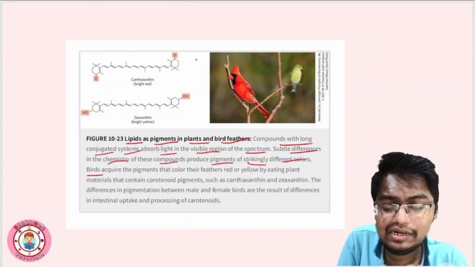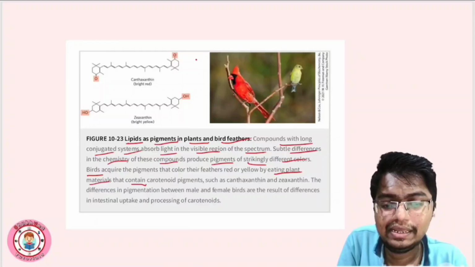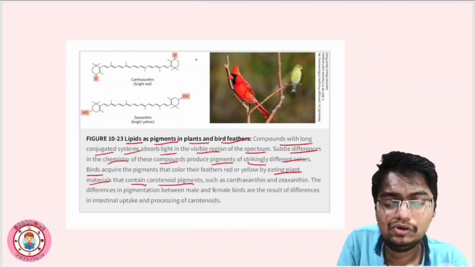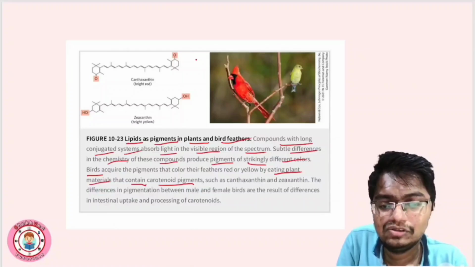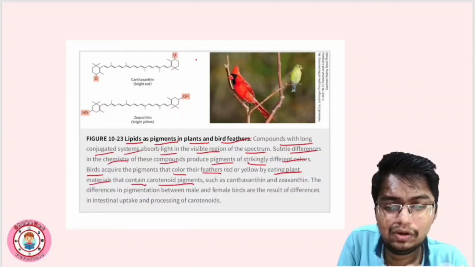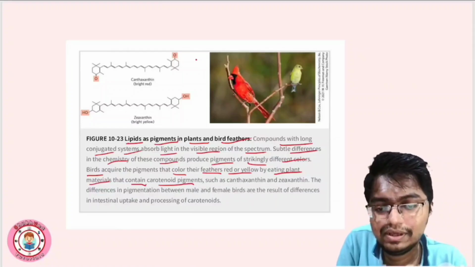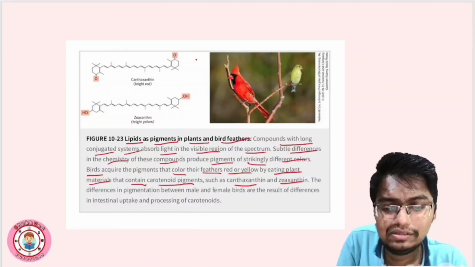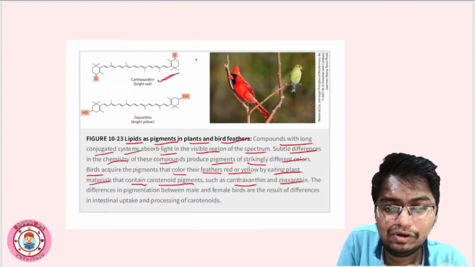And how do the birds acquire this pigment? Basically by eating plant material that contains carotenoid pigments. So carotenoids produce color, and that gives the feathers their color, red or yellow. Specific color production takes place, such as canthaxanthin and zeaxanthin. These are the two compounds. You can see from the diagram, canthaxanthin produces bright red color, and zeaxanthin produces bright yellow color.